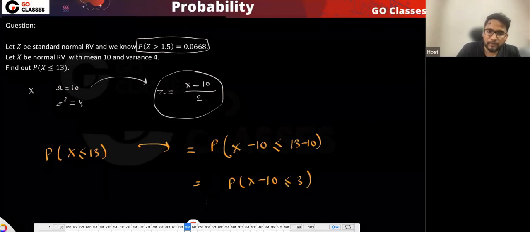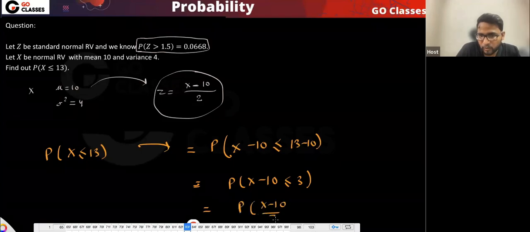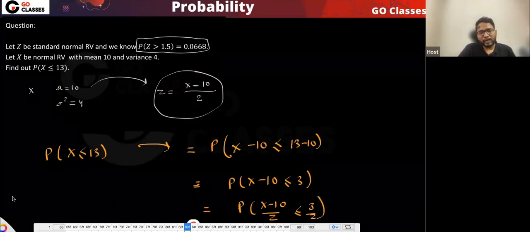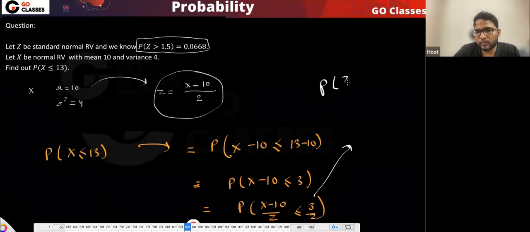And instead of this probability, I will divide by 2. So this is the same as the probability of X minus 10 by 2 less than or equal to 1.5, right? 1.5, 3 by 2. So basically, instead of finding out for X, I will subtract 10, divide by 2, and then say that this is the same as Z. So this is the probability of Z less than or equal to 1.5.